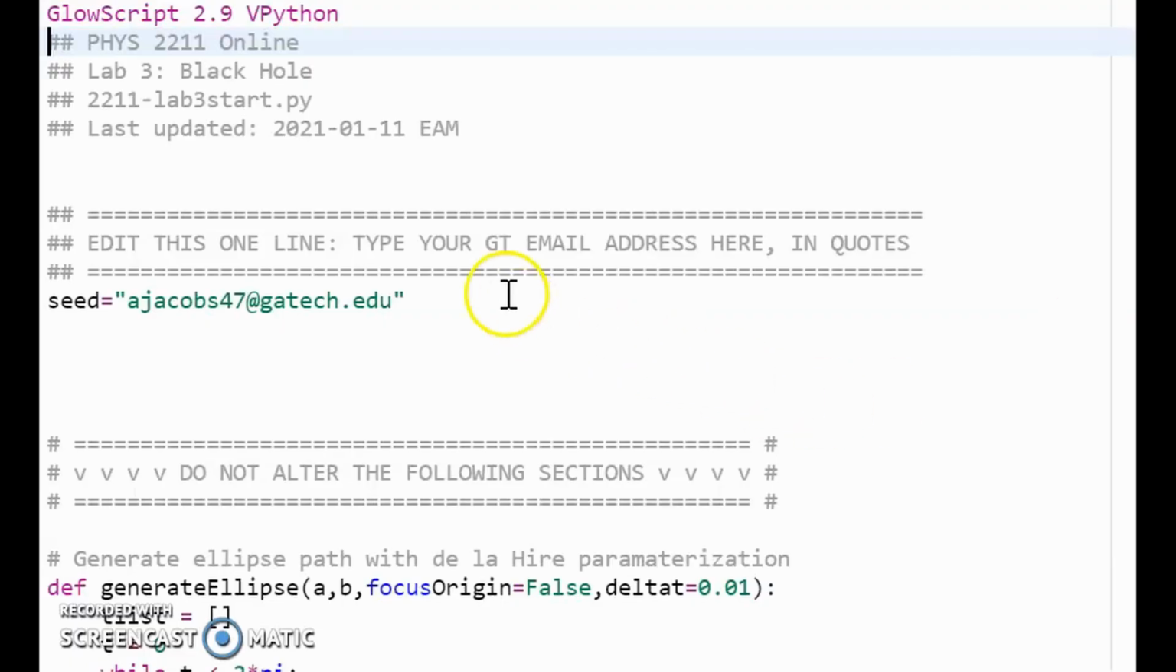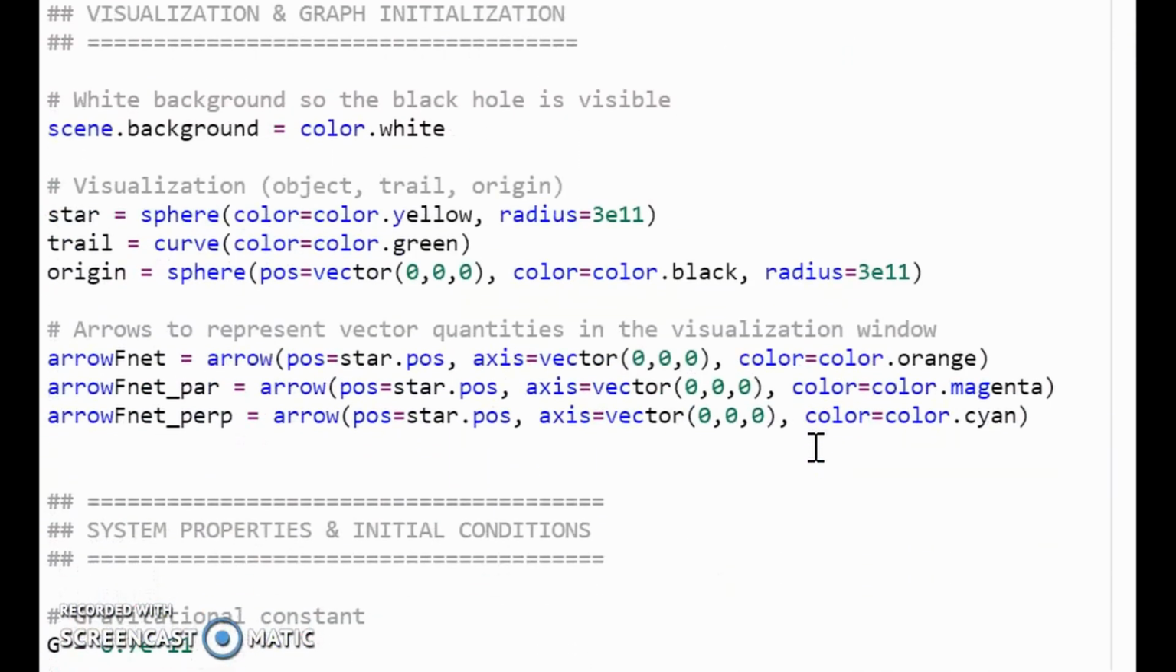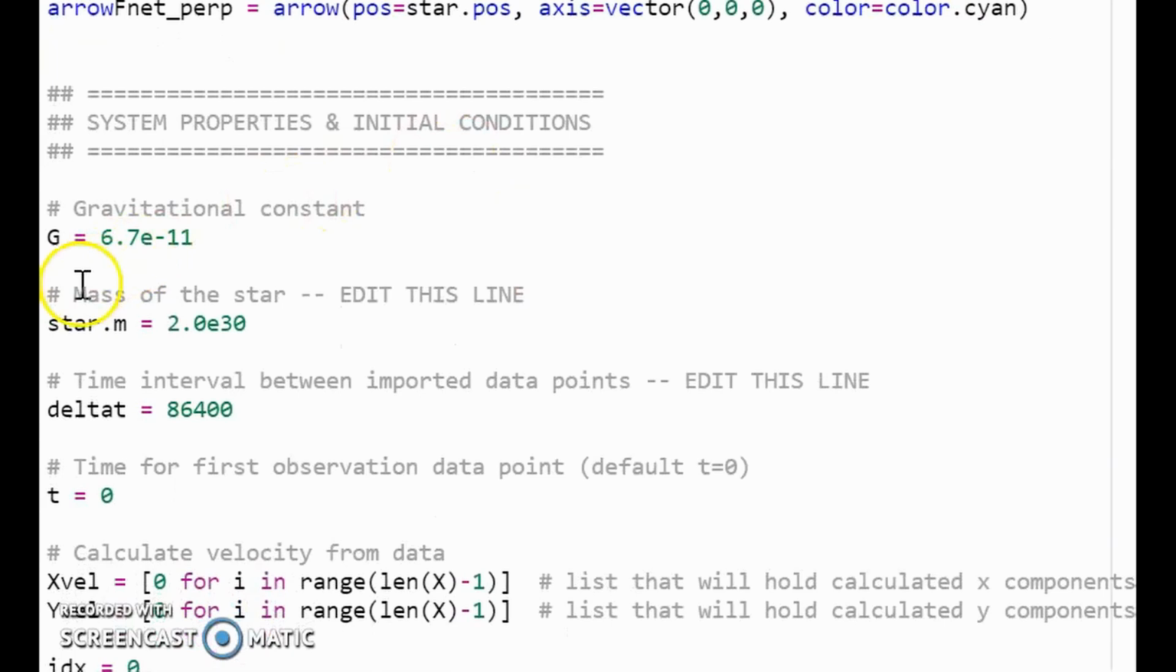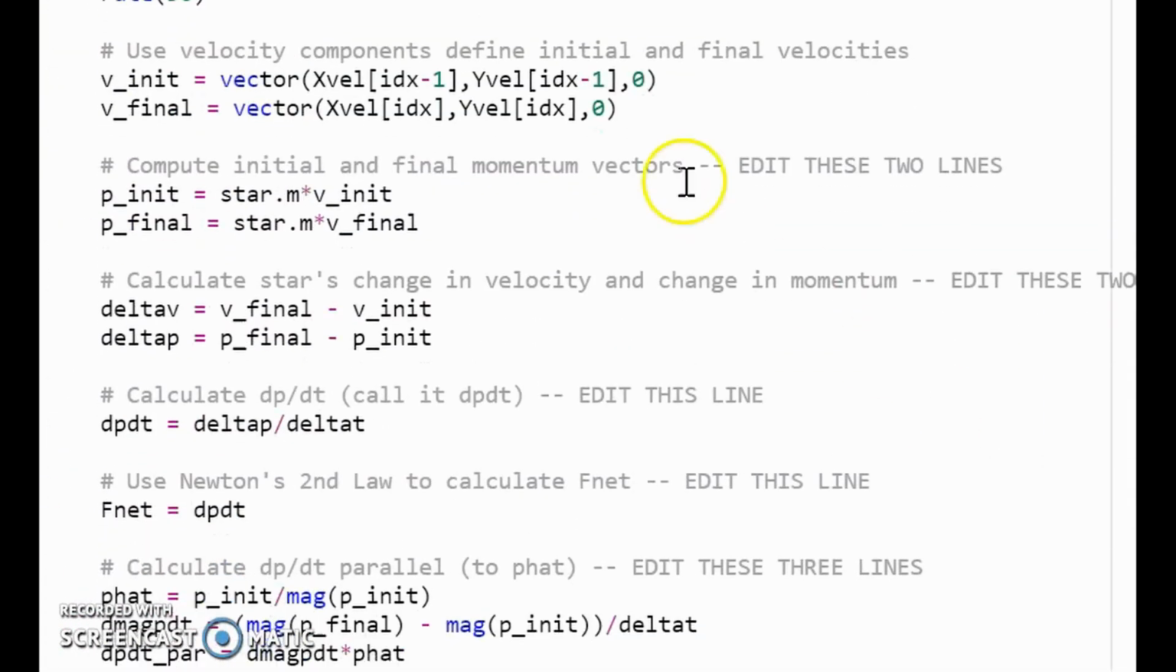I want to take a moment to discuss some of the code I made to represent this. The first thing I did was adjust the seed by inputting my email address to get my set of data for the orbit of the star. Next, after skipping a boatload of code that did some stuff, I set the mass of the star to match the mass given in the experiment instructions and adjusted the change in time to be the length of a day in seconds. Next, I inserted the equations for initial and final momentum, the change in velocity, and the change in momentum. Next, I calculated dp/dt, which I then applied to the net force, since those values are equivalent.